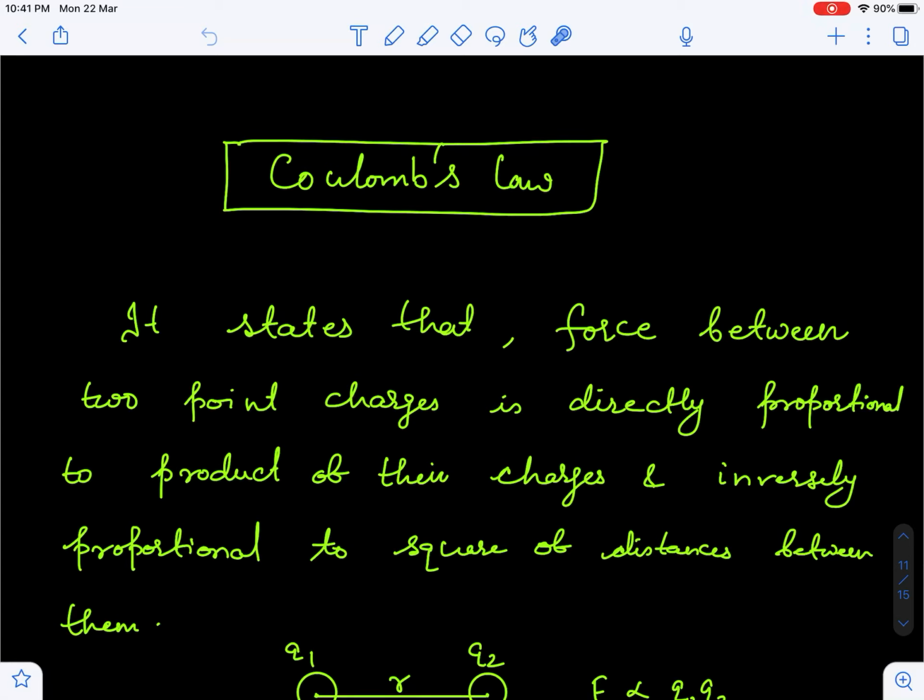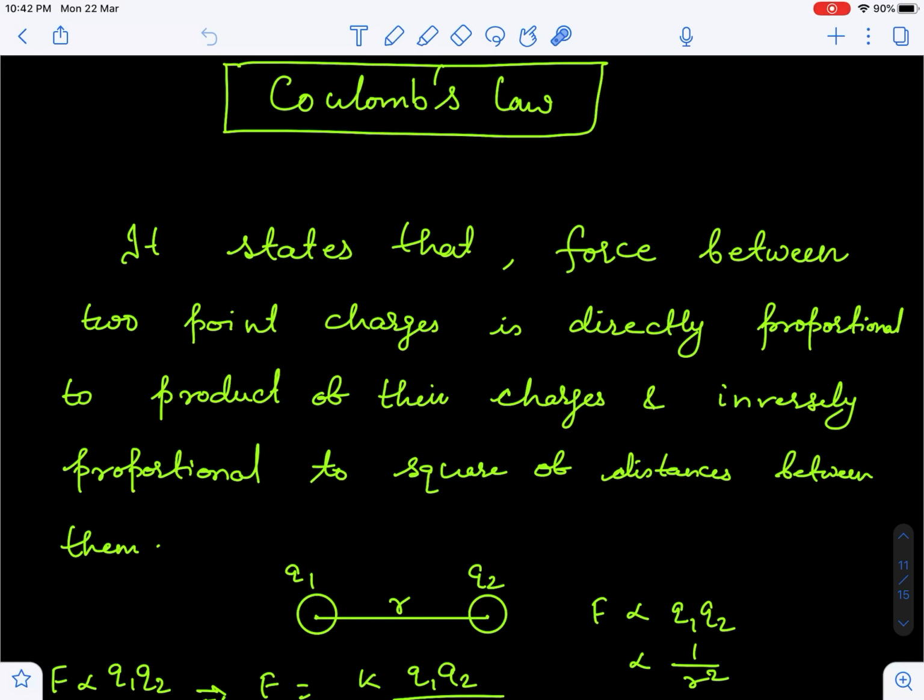Coulomb's law is valid for point charges only, but sometimes we write Coulomb's law for some distributed charges, because we can assume that the whole charge is concentrated about its center of mass. So basically, Coulomb's law is valid for point charges. It states that the force between two point charges is directly proportional to the product of their charges and inversely proportional to the square of the distance between them.